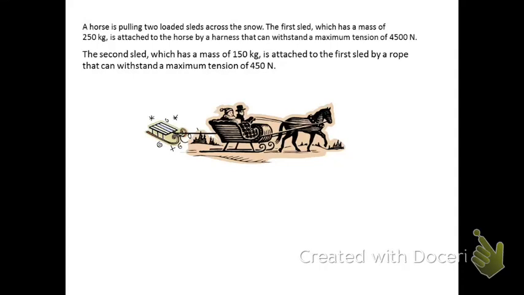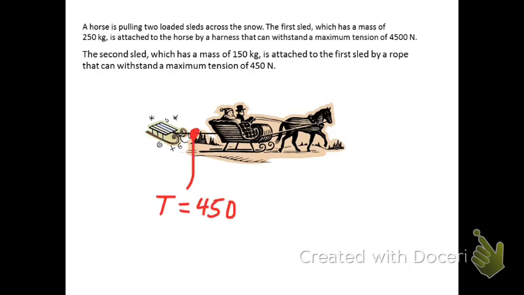Okay, this is one of your supplementary problems to your textbook assignment. We have a horse attached to a sled by a harness, and then we have a small sled attached to a large sled by a rope. Now, anytime we're dealing with cords, strings, cables, harnesses, these are excellent Newton's third law problems.